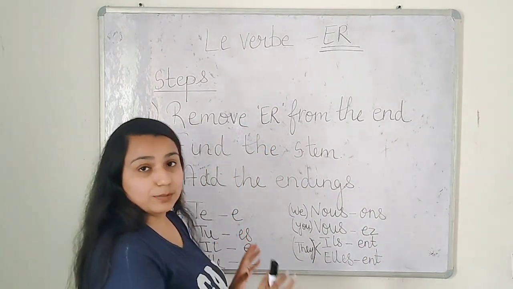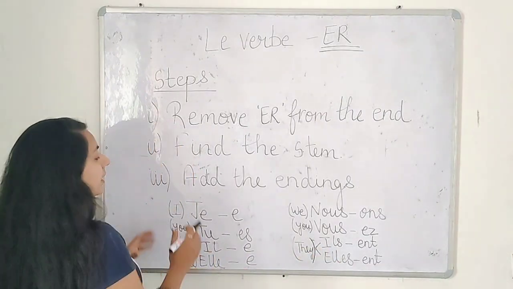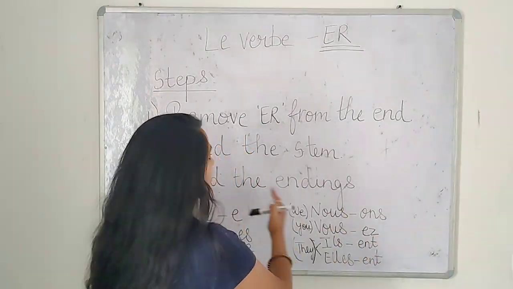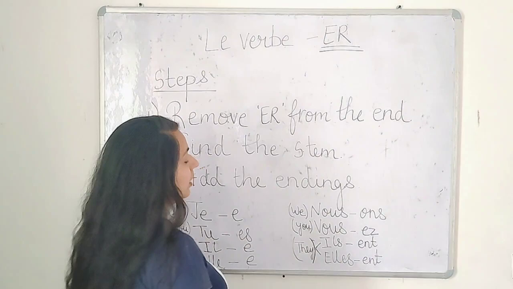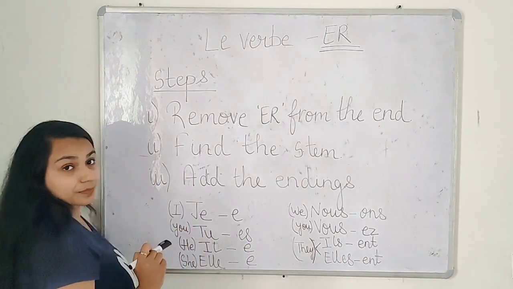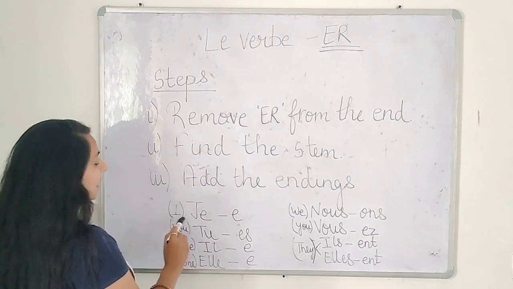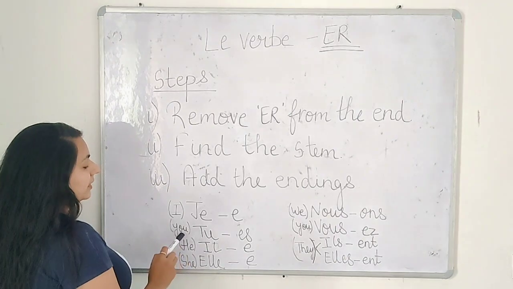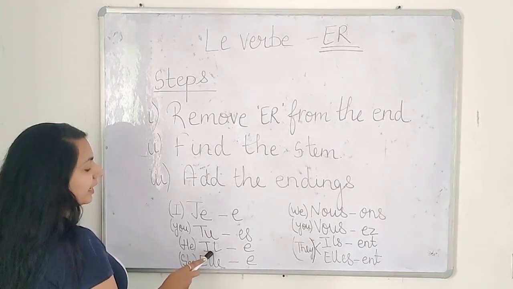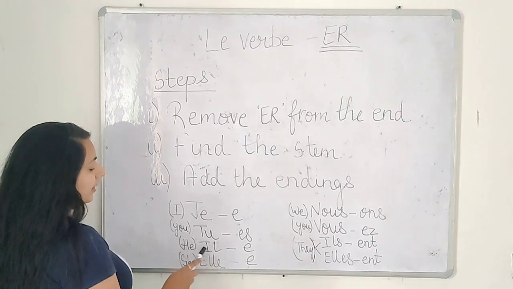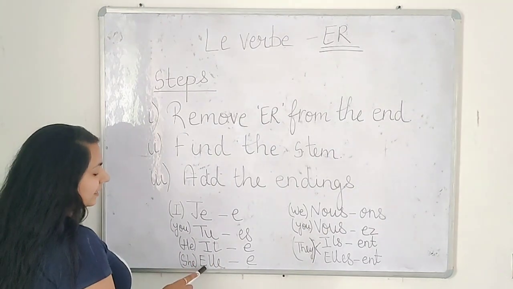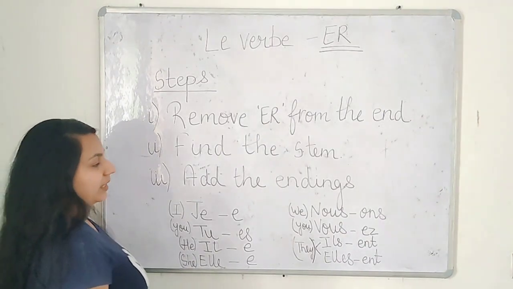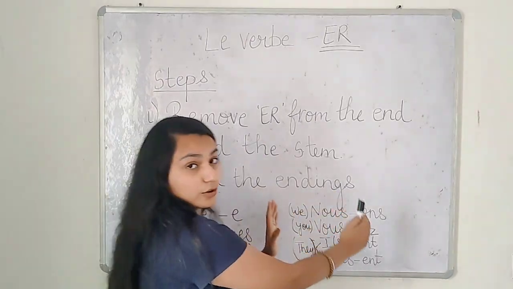We always write these pronouns in the same order. Over this side, this is basically the singular side and this side is the plural. So the plural of this side is over here. So the very first pronoun is je. That is je. Je means I. The second pronoun is tu. Tu means you. The third pronoun is il. Il means he. And the last one over here is elle. Elle means she.